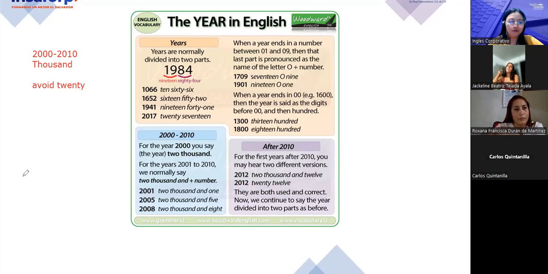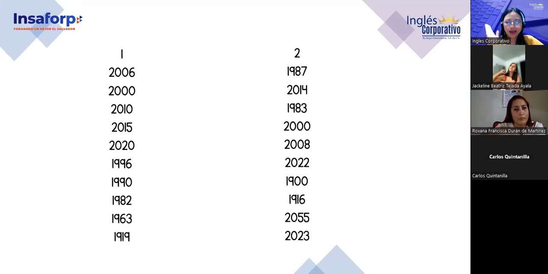So according to this information, we are going to have a practice. Take a look at this one. I have two different groups of years. Y vamos a escuchar algunos volunteers. Tengamos voluntarios. Los escucho. A ver qué tal nos va en esta práctica. Who wants to practice? Empecemos con la columna 1, the first group. This one. Who wants to practice, class?